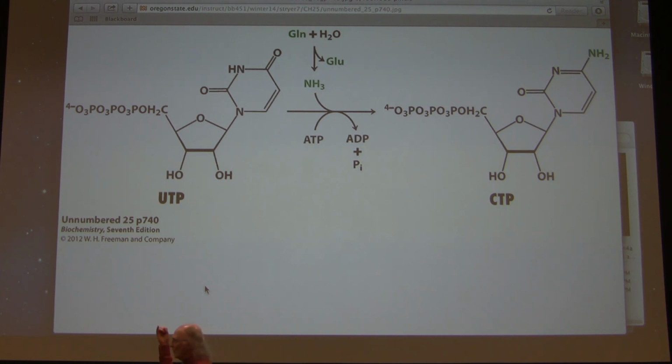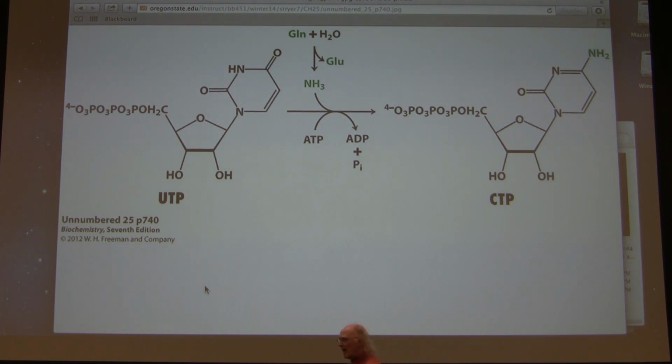So now we've got the ribonucleotides necessary to make the pyrimidines in RNA, CTP and UTP. Okay? For all purposes now, we have completed the synthesis of ribopyrimidines, UTP and CTP.